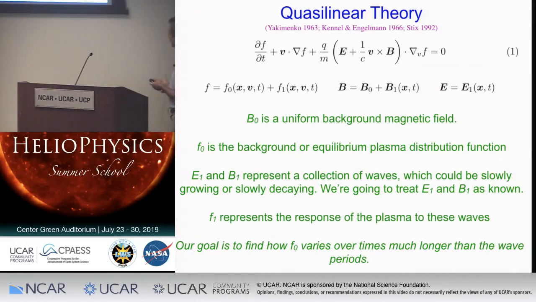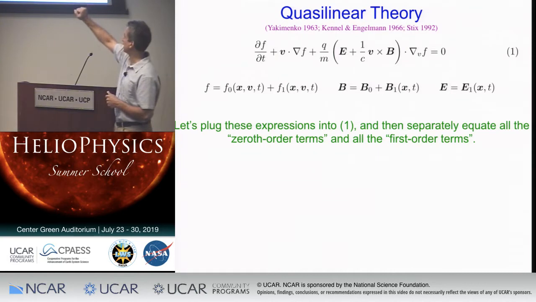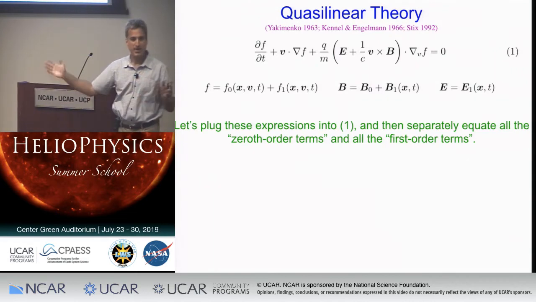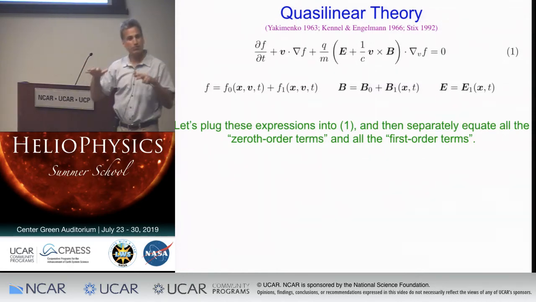So let's see how we get there. We're going to plug these expressions into equation one, and then we're going to separately equate the zeroth order terms and the first order terms. Again, just conceptually, what are we doing? We have these large terms, F0 and E0, and these small terms, F1, E1, and B1. Say we did everything dimensionless, and maybe F0 and E0 are like 1, and F1, E1, and B1 are like 1%. So what we have to do is plug these expressions into that top equation and equate all the zeroth order terms.